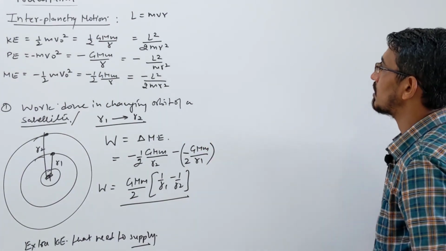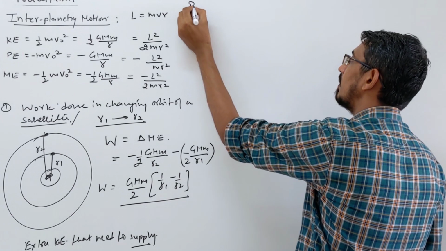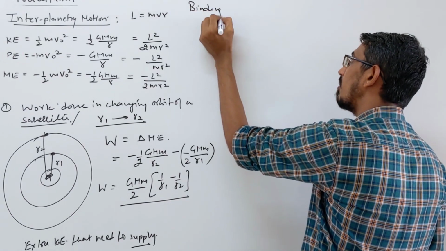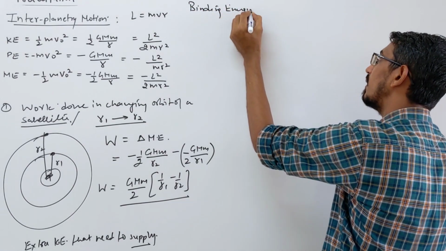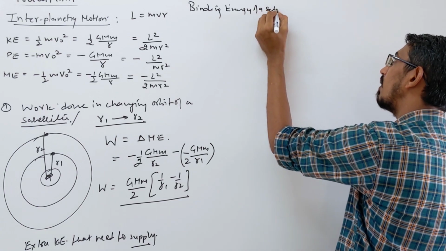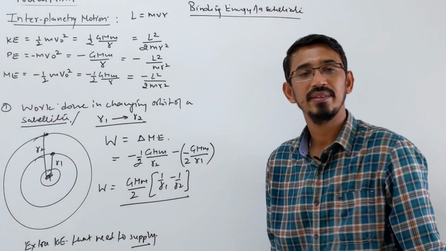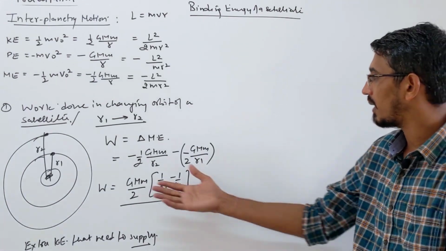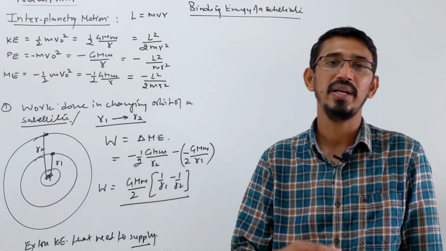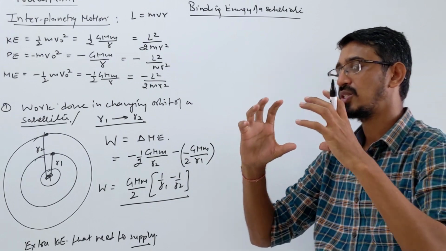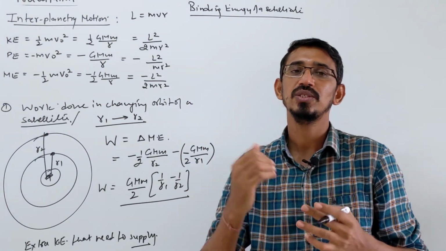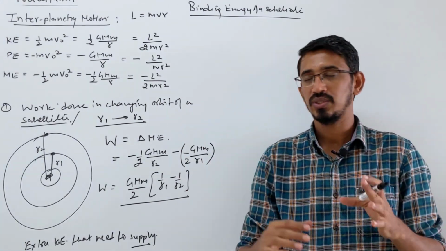One more word they use is binding energy. B-I-N-D, binding energy of a satellite. What is binding energy? Simply mechanical energy. That is called binding energy: the energy by which this system is bound. That energy is called mechanical energy, or binding energy.